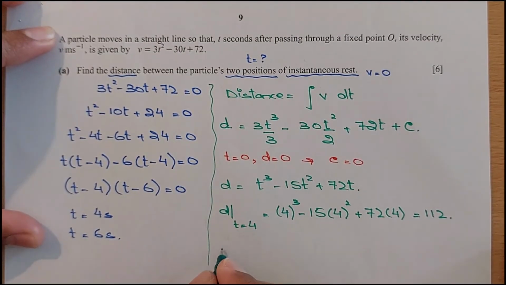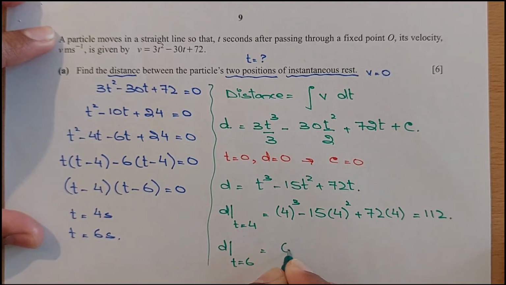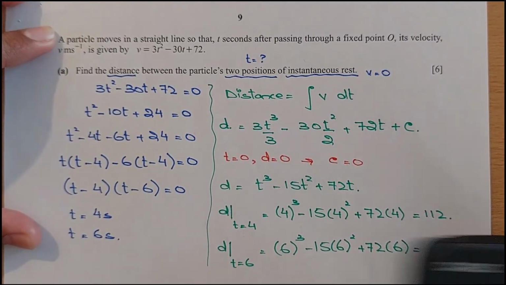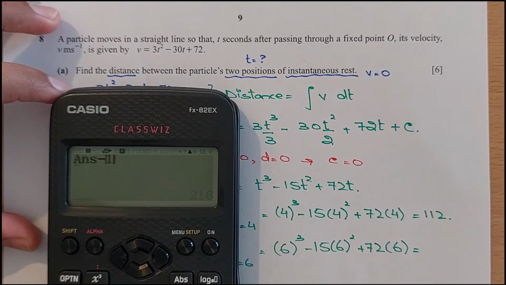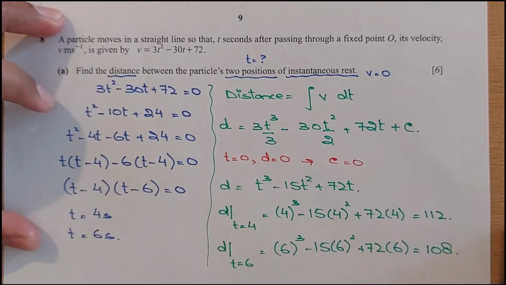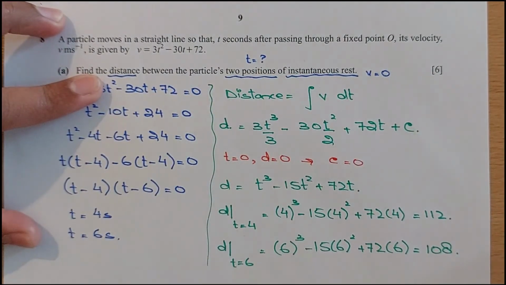Now let me find the distance when the time is 6 seconds. 6³ - 15 times 6² + 72 times 6. So we have 6³ minus 15 times 36, since 6 squared is 36, plus 72 times 6. That is 108.